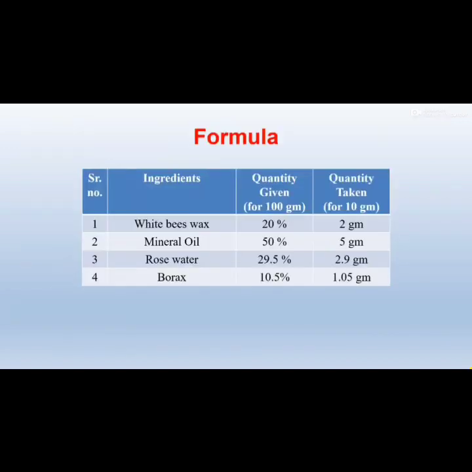Formula for herbal cream. So here are the ingredients with the given and the taken quantity. The given quantity is for 100 gram and we are going to prepare 10 gram. So I have calculated the values for 10 gram and I have mentioned over here. So white beeswax we will require 2 gram, mineral oil we will require 5, rose water 2.9 gram and borax 1.05 gram.